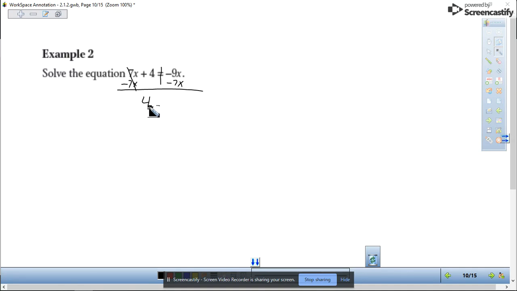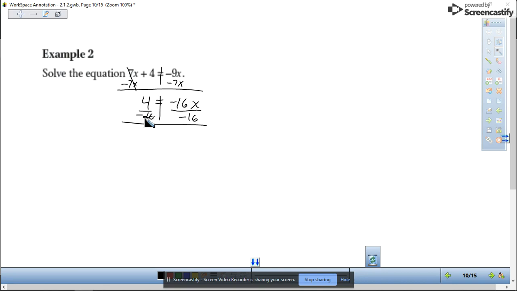Okay, I want to get rid of that variable on one side. On the other side, I have negative 9 minus 7, which is negative 16x. Remember, when you're combining like terms, you simply add the coefficients. Negative 9 plus negative 7 is the same thing as negative 9 minus 7, which is negative 16. Lastly, this is negative 16 times x. So we want to use the division property of equality to undo that multiplication. And I want to divide by negative 16.